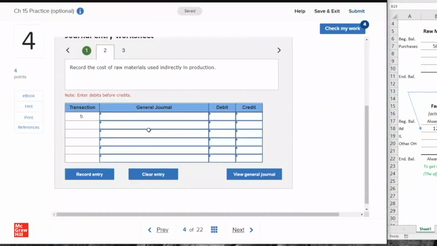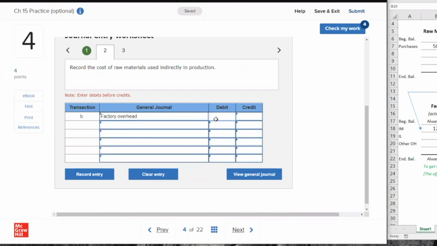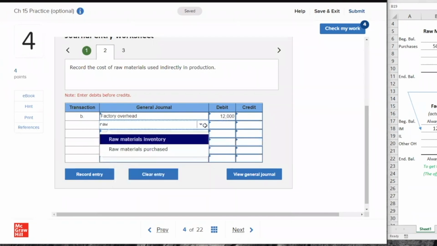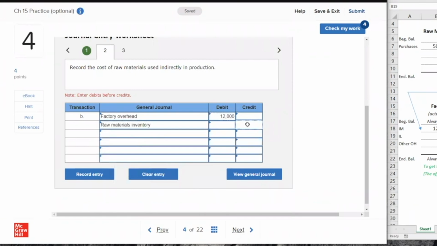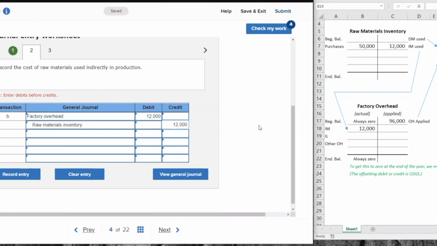For raw materials used as indirect materials, we're going to debit factory overhead. Factory overhead, 12,000. We're going to put it into the overhead. We're going to take it out, of course, of raw materials. So that's the journal entry to use indirect materials. Take it out of here and put it into there. Debit factory overhead, credit raw materials.